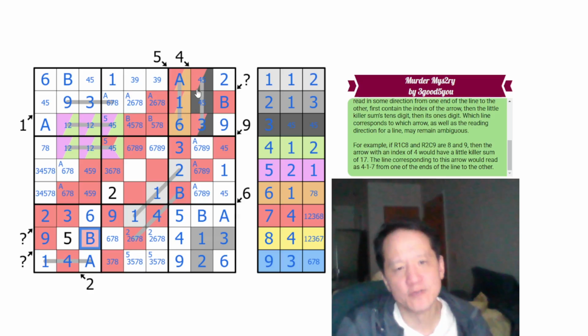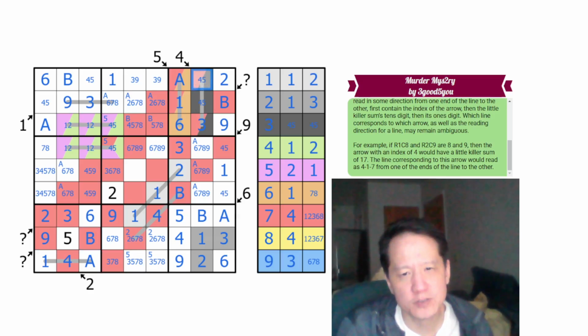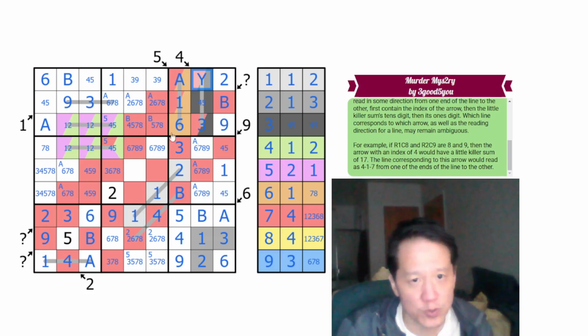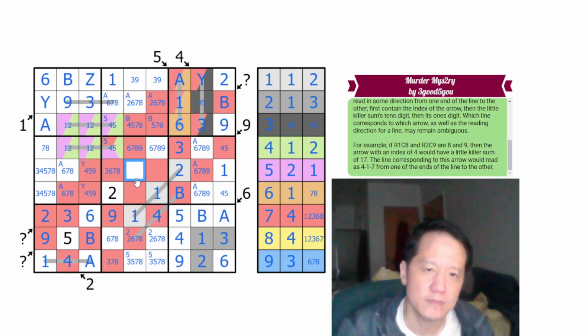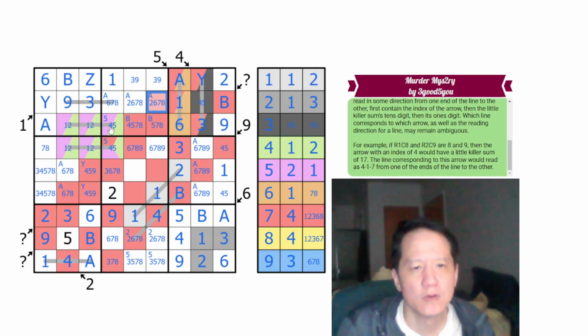Maybe we do have to figure this out. B goes with Y to add up to 22. So this is Z. This is Y. One of these could be Y. We don't know which one these are.